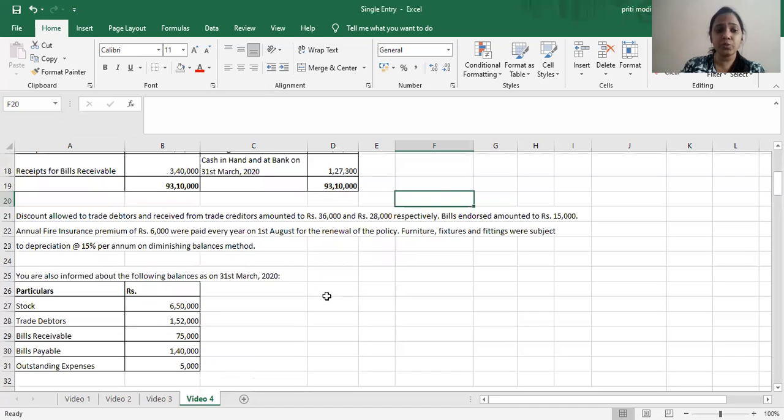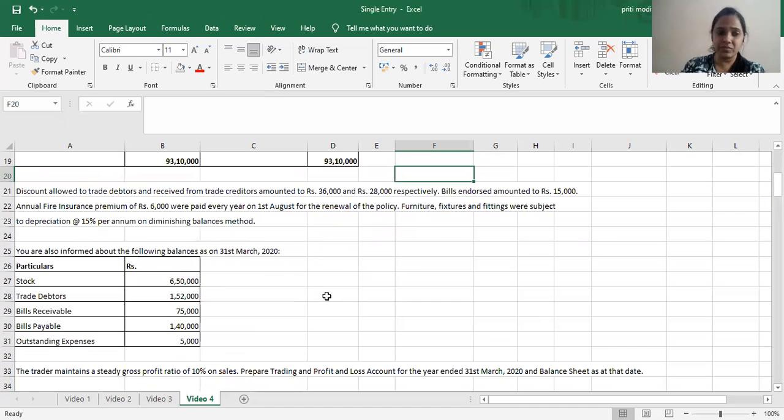And then you are also informed about the following balances. So you have the stock balance, debtors, bills receivable, bills payable, and outstanding expenses. These are the closing balances which has been given to you. The trader maintains steady gross profit of 10% on sales. Prepare trading and PL account for the year ended 31st March 2020. So you need to prepare trading PL and balance sheet. Fine. So that will form part of our main sum.